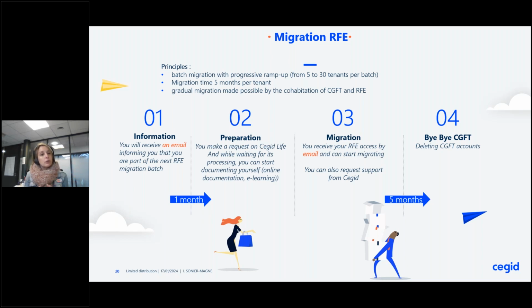At this moment, you will have 1 month to make a request on Cegid Life to ask for the provisioning of your account. And if it's not done within 1 month, you will receive a call from your contact at Cegid to see if there is an issue, if you have any question, and to help you create this request if needed.